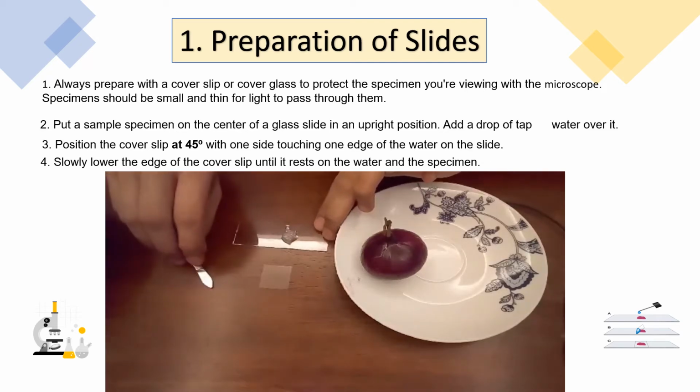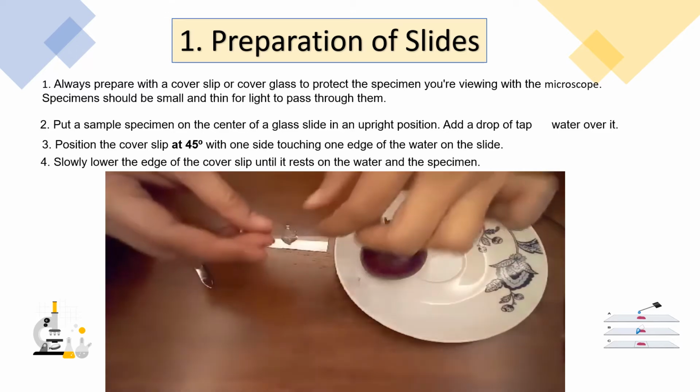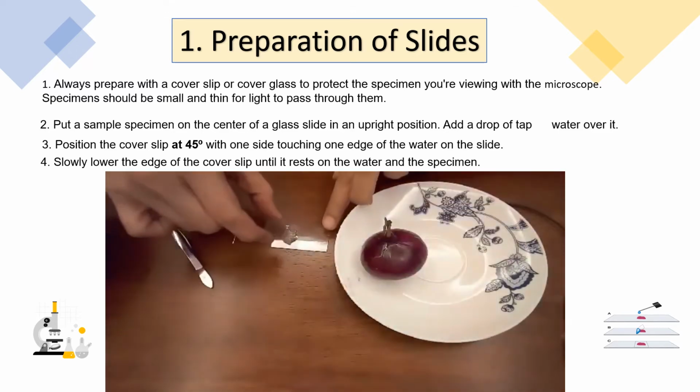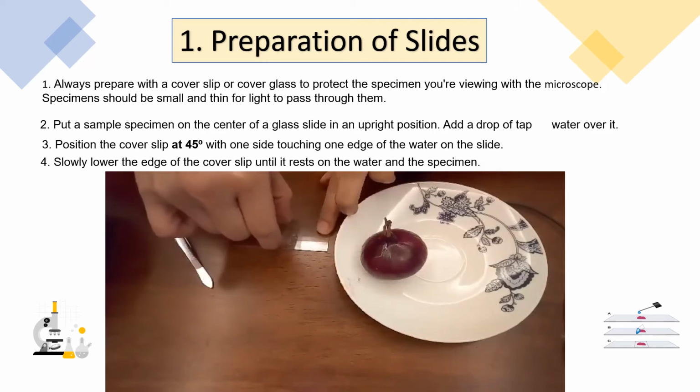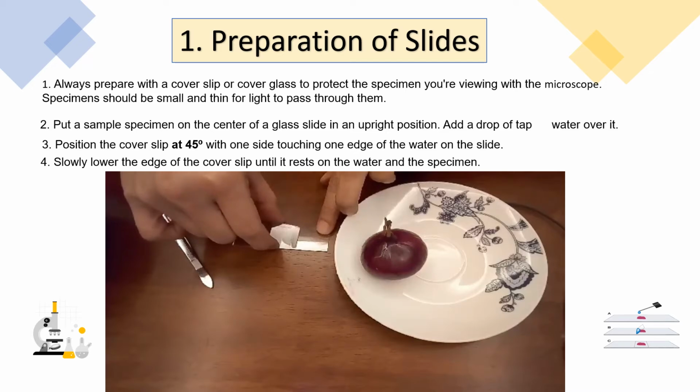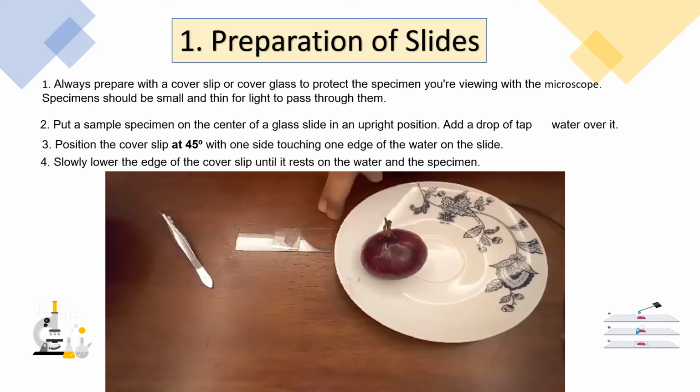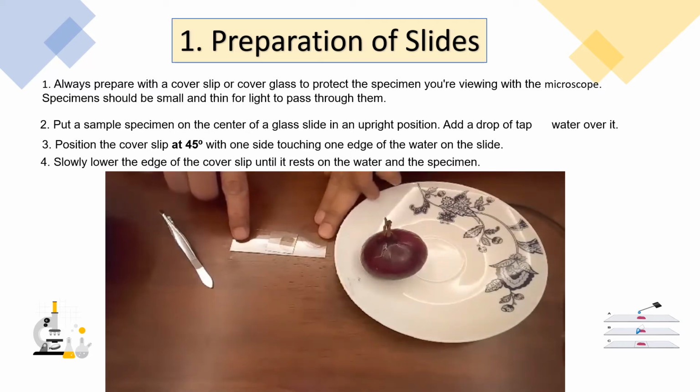Okay. Now, get your cover slip and position it at a 45 degree angle with one side touching the edge of the water on the side. Slowly lower the edge of the cover slip until it rests on the top of your specimen. Now, we are ready to use our slide for our focusing.